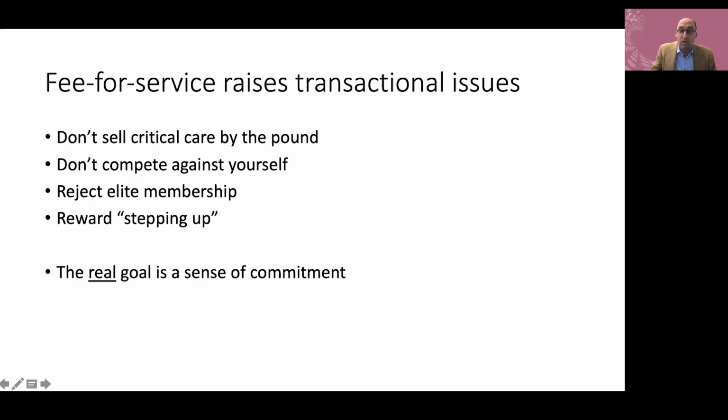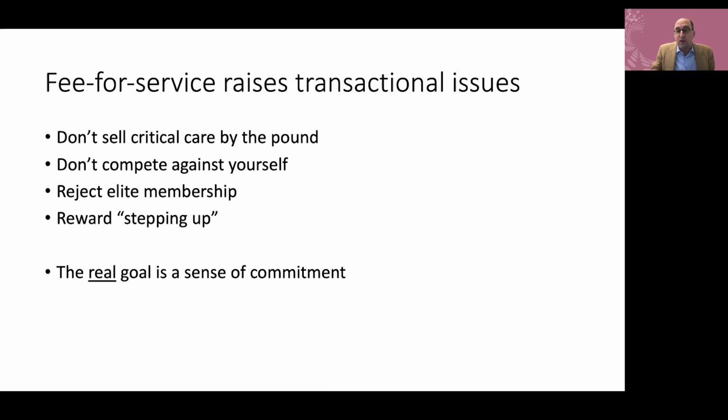You don't want to sell critical care by the pound. And you definitely don't want to compete against yourself. And in fact, when you set up fee for service incentives, you can end up competing pretty perversely. As I mentioned before, if we talk about a fee for a service or an ICU type, and we overlay that on the specialty model, we now start moving things in two different vectors, and it's very hard for people to feel like they've achieved common ground when there's that much complexity.